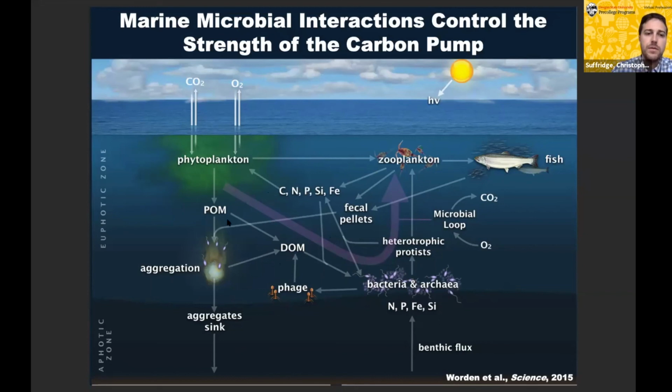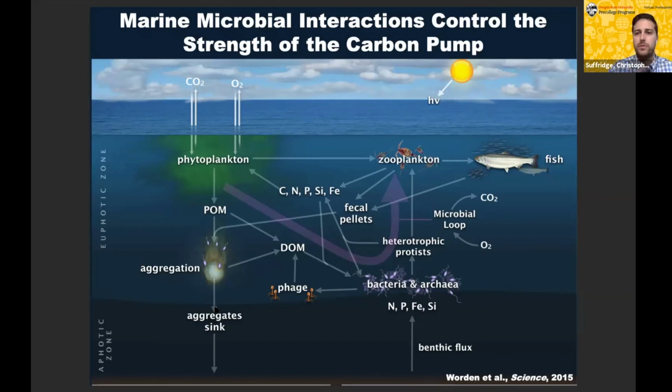However, some of this POM sinks. It aggregates and it sinks. And a small percentage of it sinks. And that's what accounts for the ocean's ability to absorb carbon dioxide. And that's why we hear about how the oceans are able to compensate and have been able to compensate relatively well for the past two centuries for anthropogenic carbon emissions.